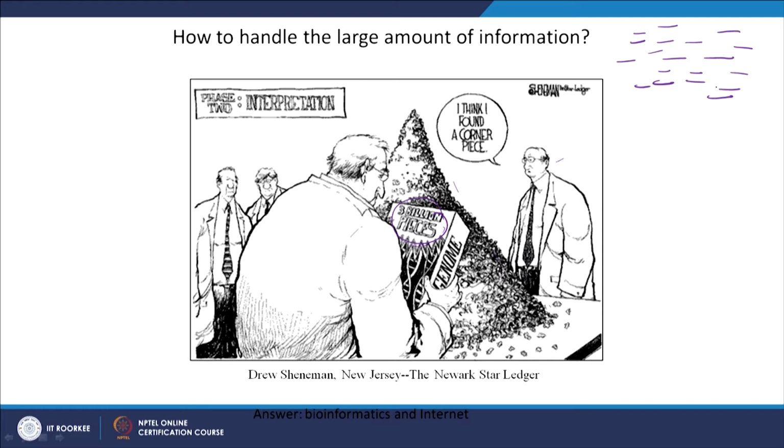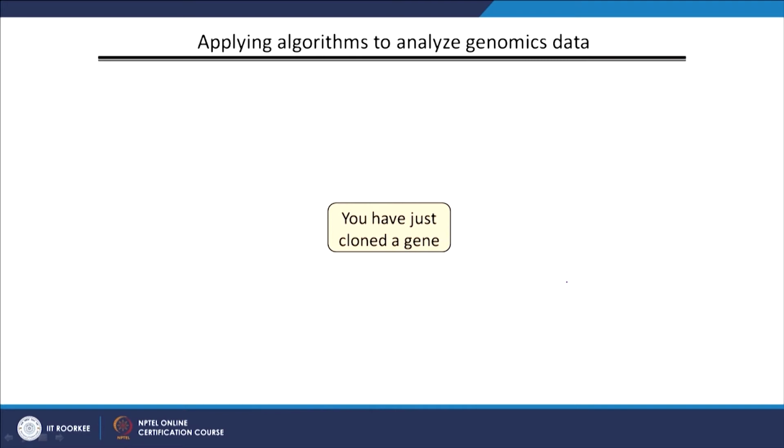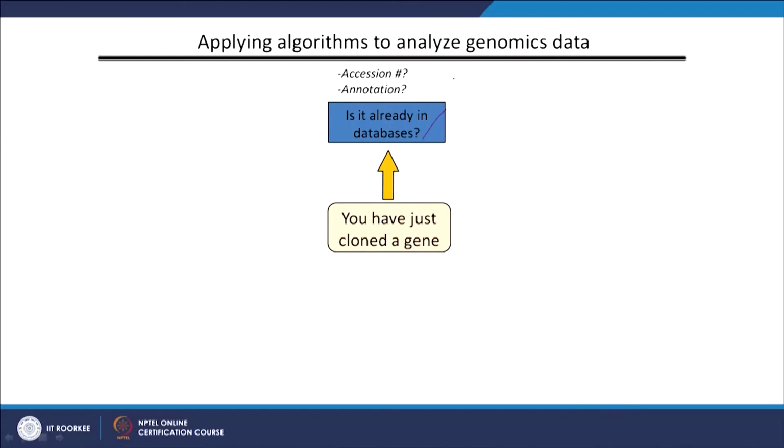What you can do is you can use bioinformatics tools, internet based tools, and what they will do is they will stitch it for you, and if your sequencing data is good enough, you might even get the whole genome sequence. Now how does this work? Let's say you have just cloned a gene using the typical way. Then what you can do is you can check out if it is already present in the database, then what is its accession number, what is it annotated.